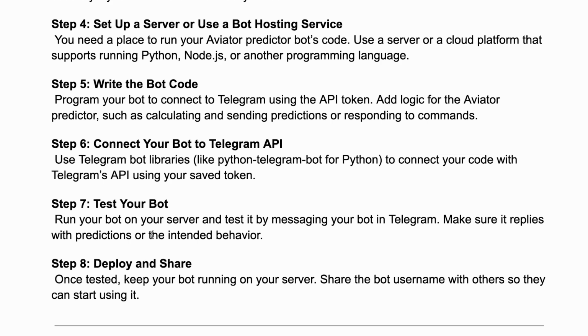Then write the bot code. Add logic for the Aviator Predictor, such as calculating and sending predictions or responding to commands. Then connect your bot to the Telegram API. Use the Telegram bot libraries to connect your code with Telegram's API using your saved token.